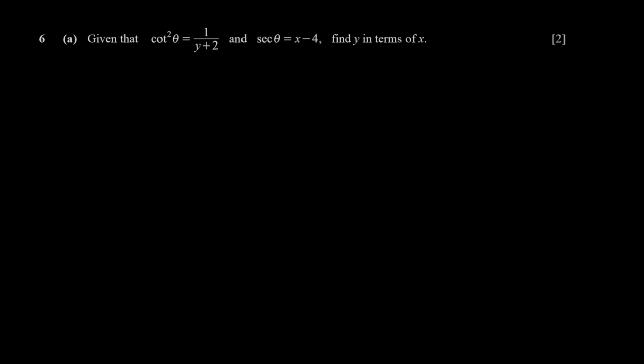Okay, here we are in question 6, which is a trigonometry question, and a trig identity question to be more specific. So here we are given that cot squared theta is equal to 1 upon y plus 2, and that sec theta is equal to x minus 4. Now, in order to do this question, we need to understand two bits of information. The first is that cot theta is equal to 1 divided by tan theta. And the other one is that sec squared theta is equal to 1 plus tan squared theta, right?